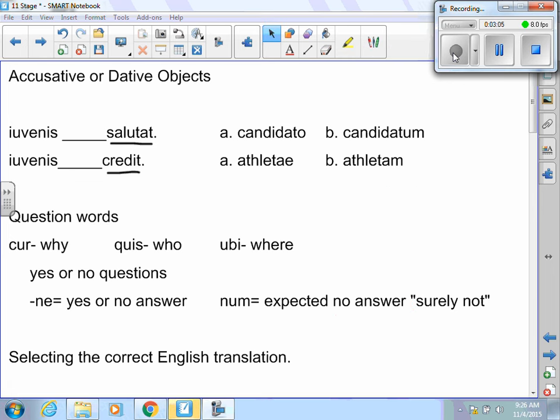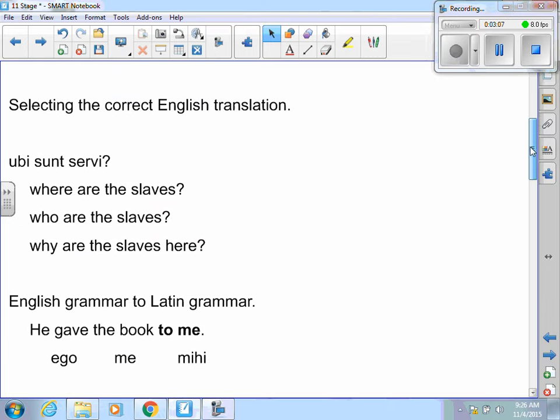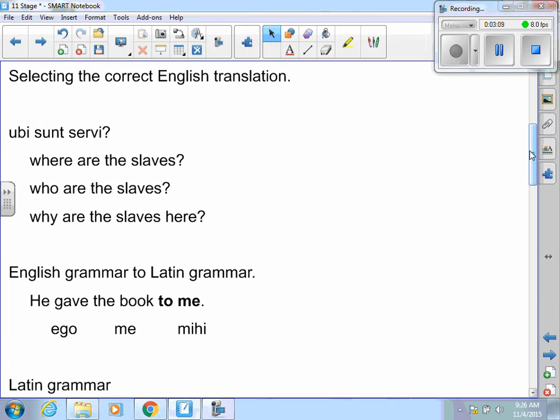Selecting the correct English translations is also going to be a big part of your test. So here I have, where are the slaves? Ubi sunt servi. It's going to give you three choices, and you have to decide what the difference is between those three choices. Here I have, where are the slaves, who are the slaves, and why are the slaves here? This one's fairly easy if I remember that ubi means where, because it doesn't mean who and it doesn't mean why. I only have one left, and that would be, where are the slaves?